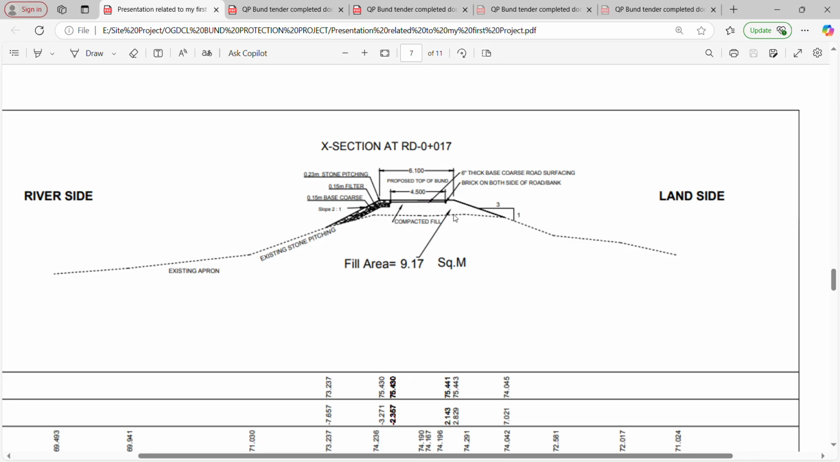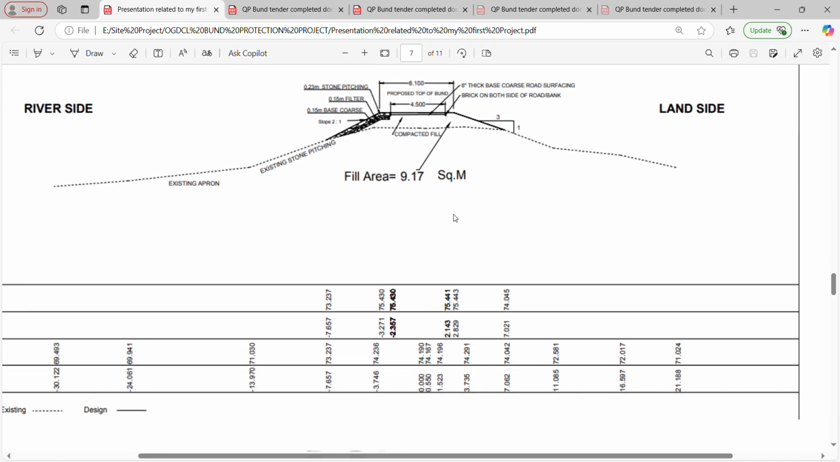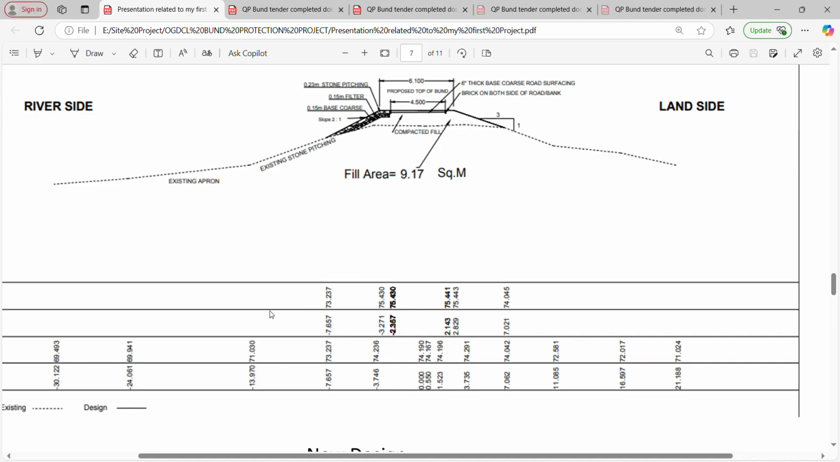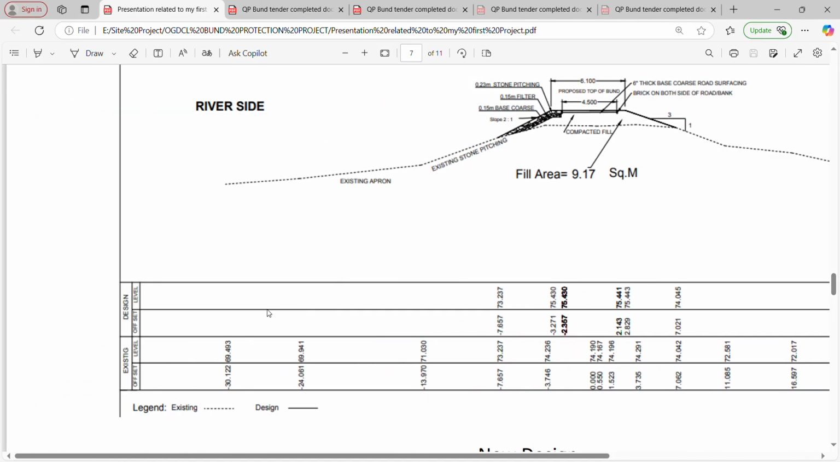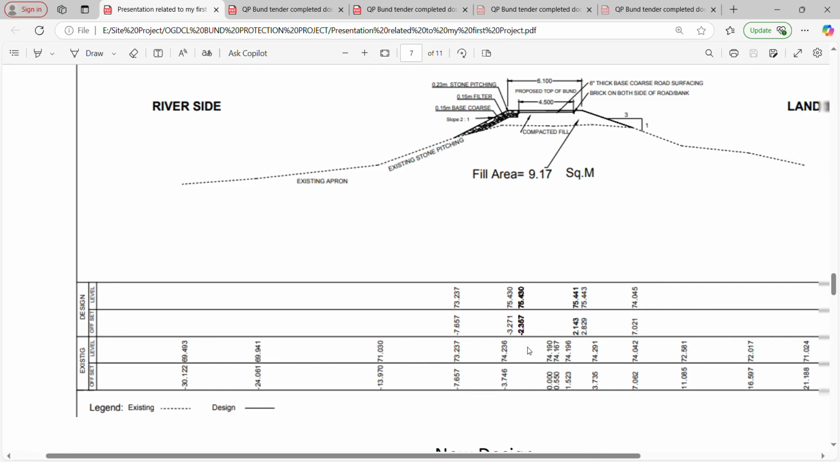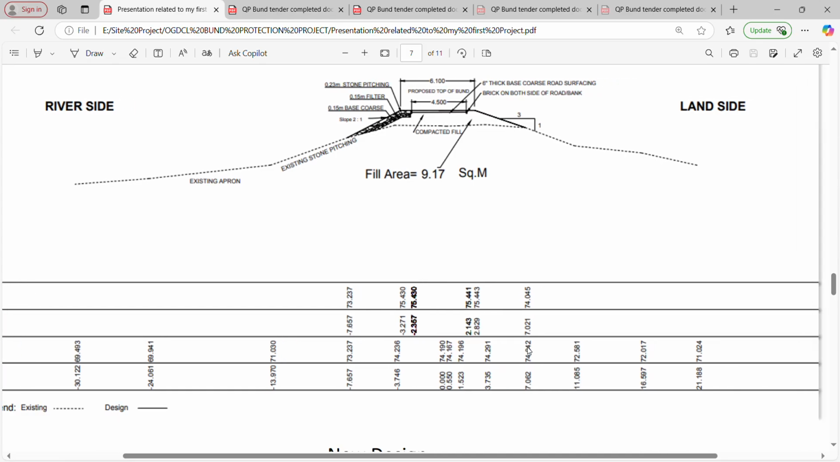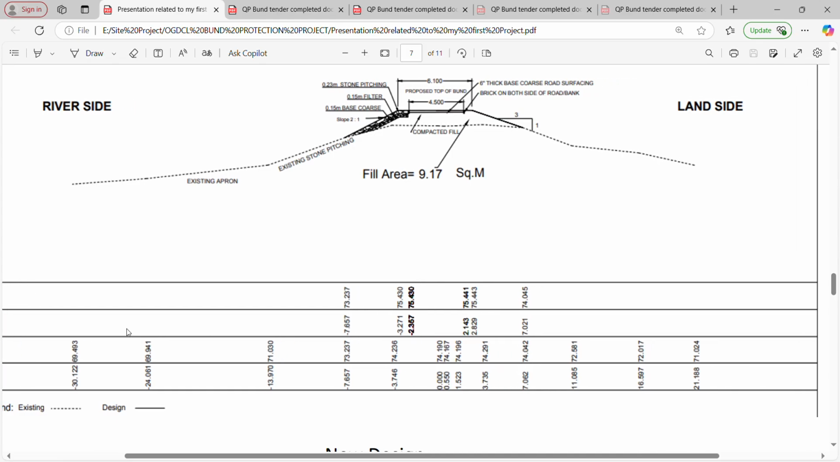This is the existing bund. These are basically the design levels, and these are the existing initial survey of the bund from 8 different lengths.